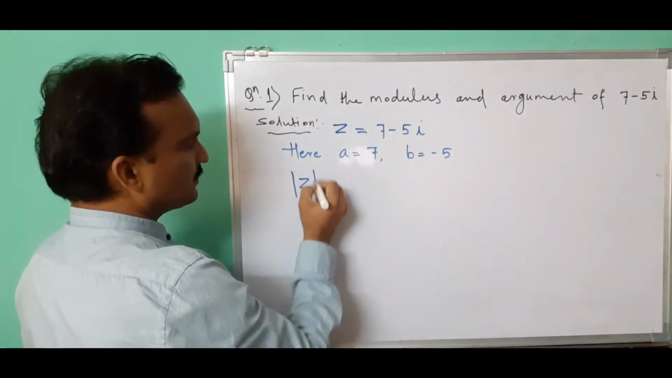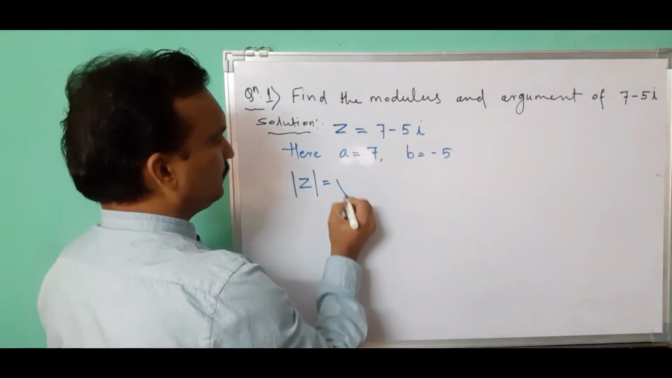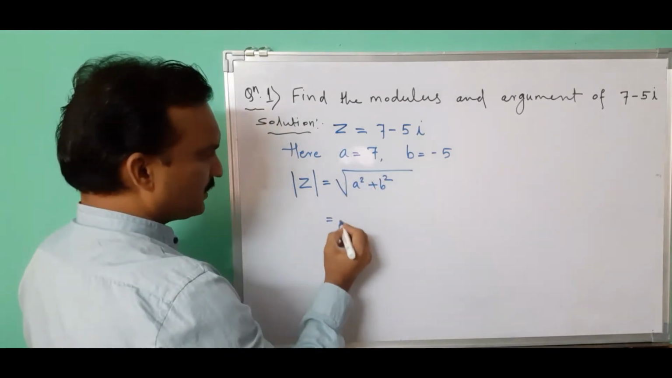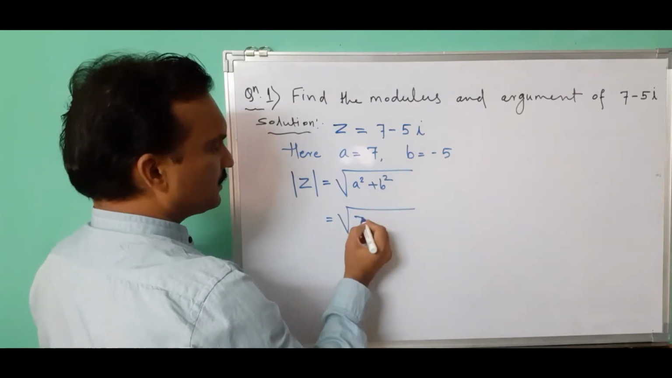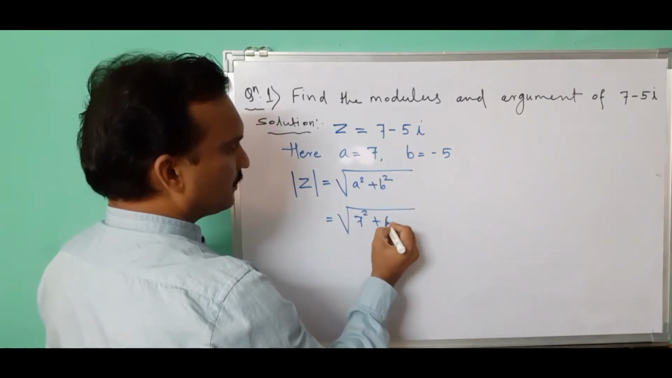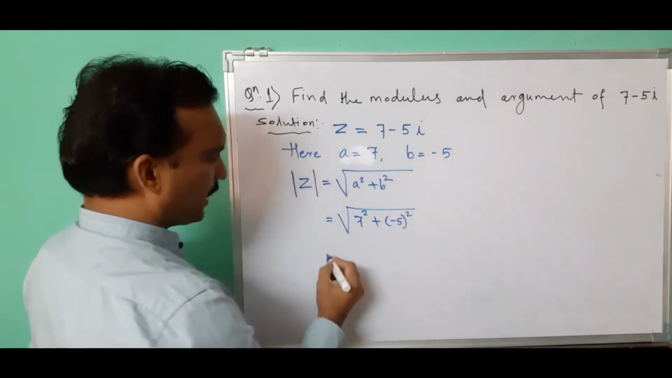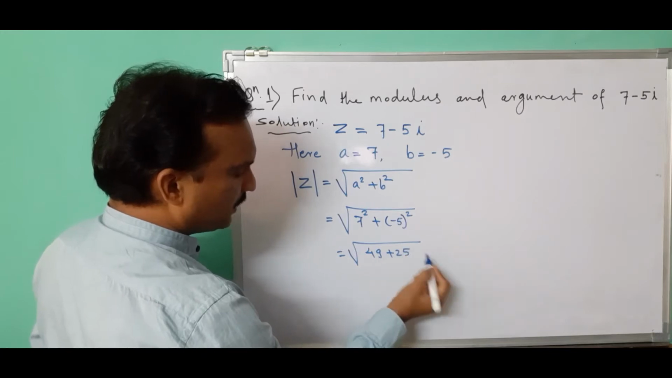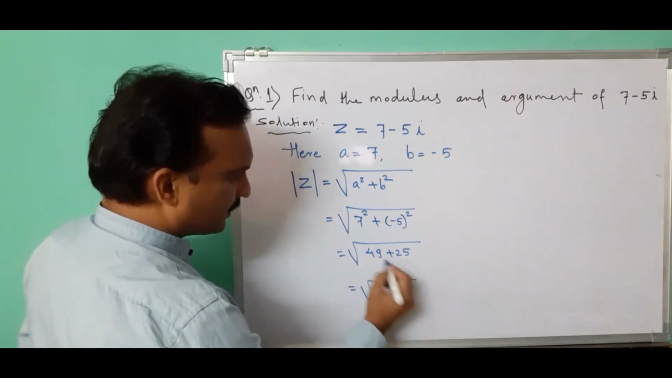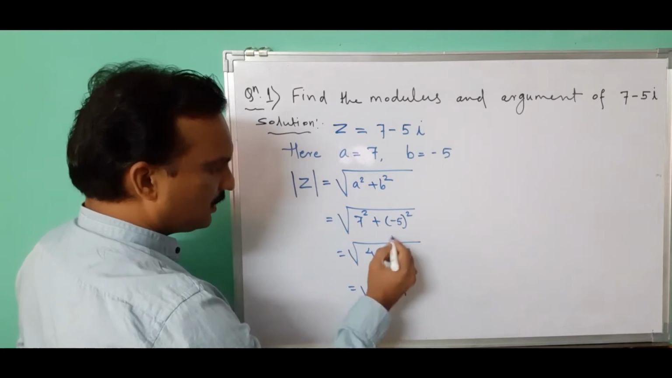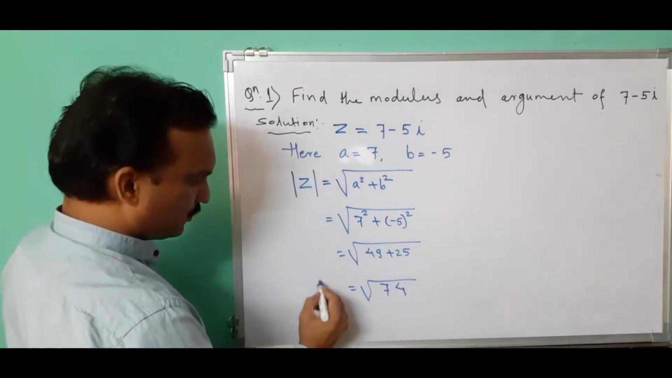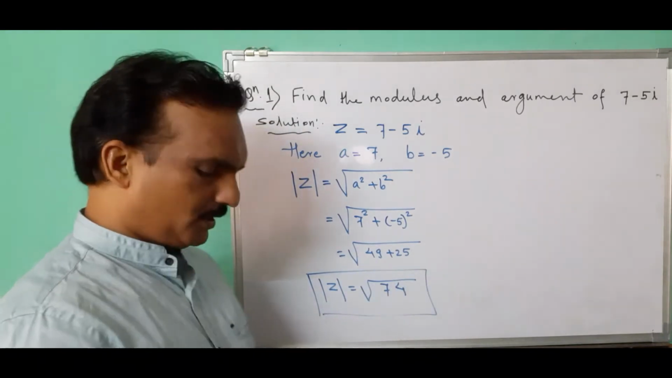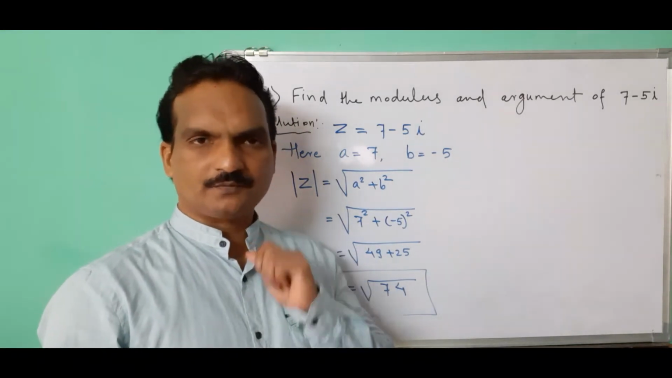So we can find out the value of modulus. So modulus means mod of z is equal to square root of a square plus b square, which is equal to square root of 7 square plus minus 5 square, square root of 49 plus 25, that is 74. So modulus of z is equal to root of 74. This is modulus of z.